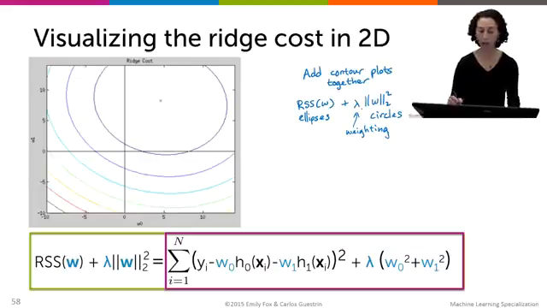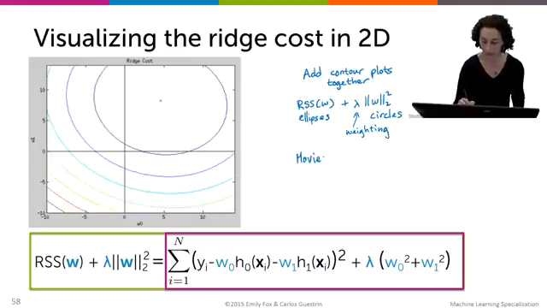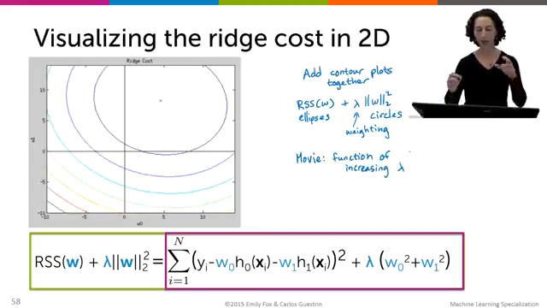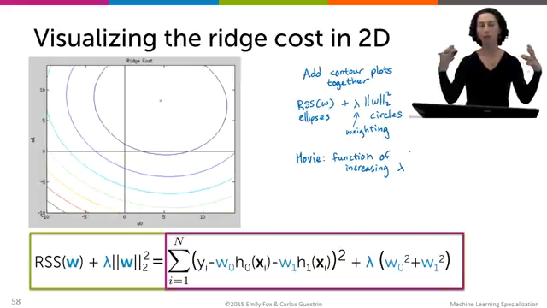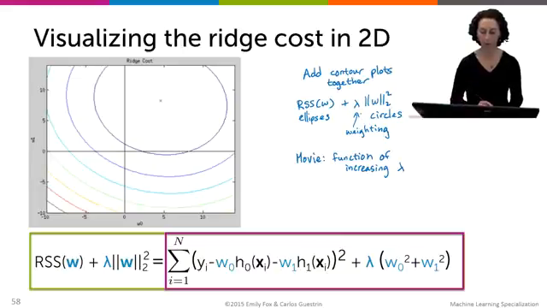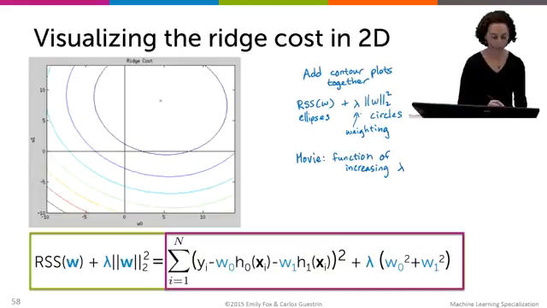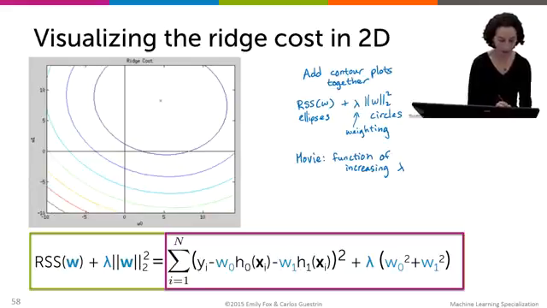And what I'm going to do is show a movie as a function of increasing lambda, where I have my ellipses and I'm weighting more and more heavily these contours that are coming from these circle terms from this 2 norm penalty. Okay, so this is the movie right here.